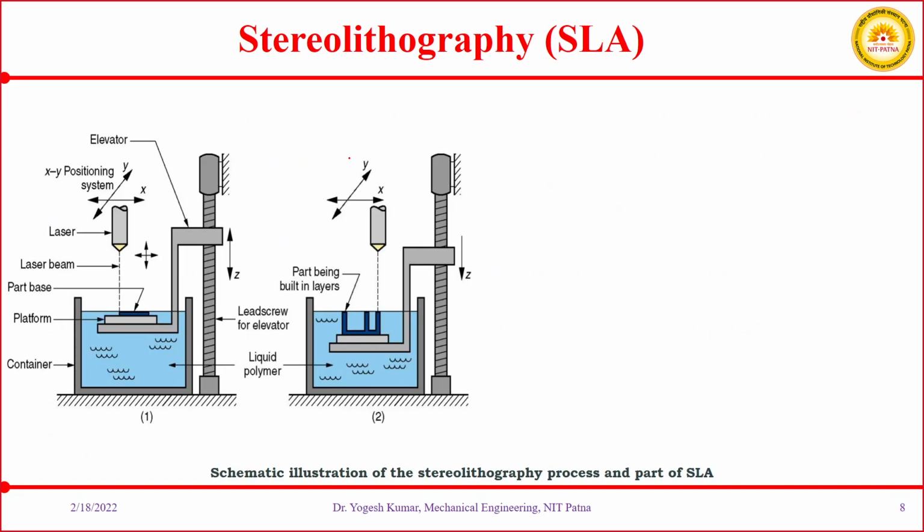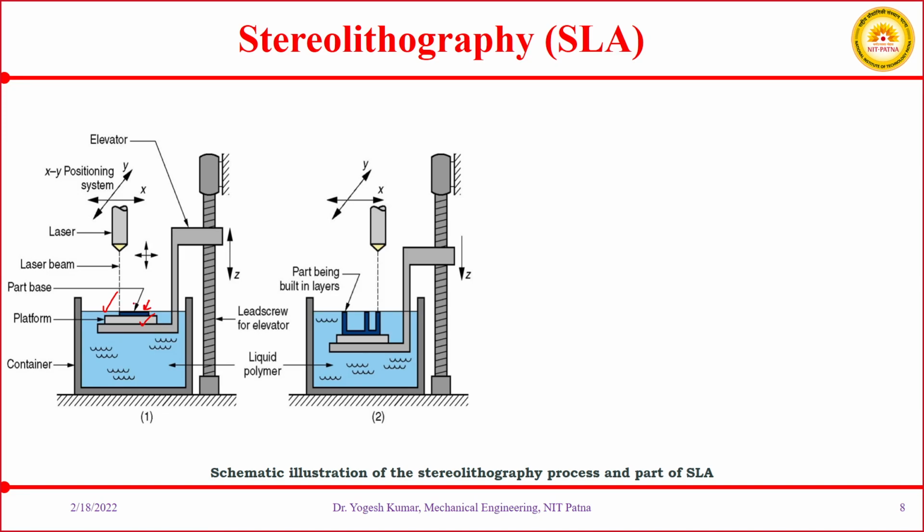Let me show the figure here. Here you can see you have a build platform. You have kept a base plate, and at this height, since the layer height of your liquid resin is very low, if you move your laser or ultraviolet beam on this liquid resin, what will happen? Due to the polymerization, this liquid resin will get solidified.